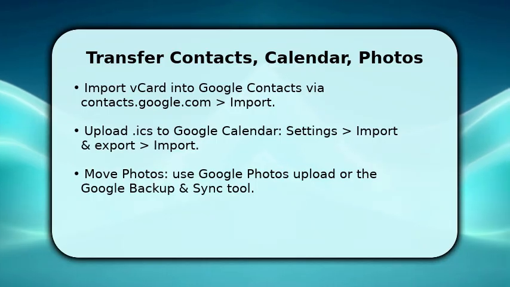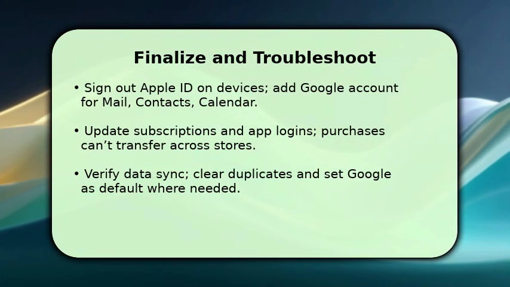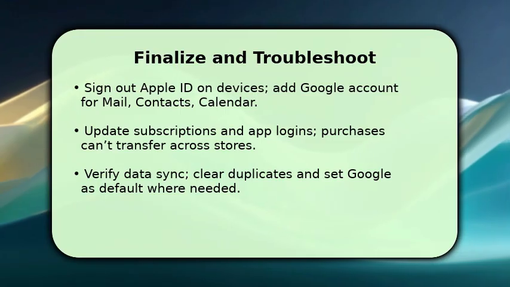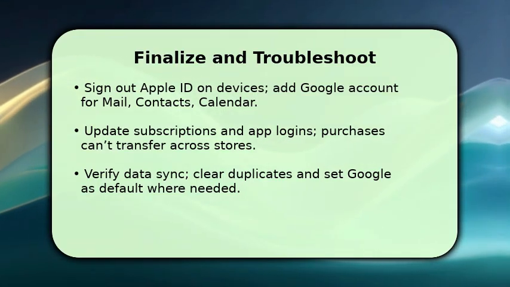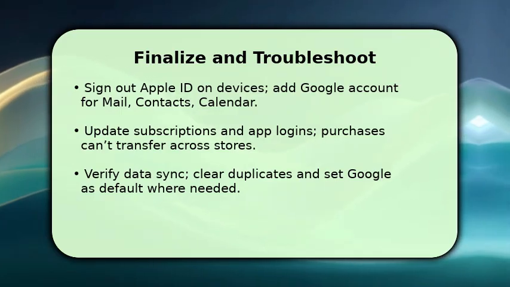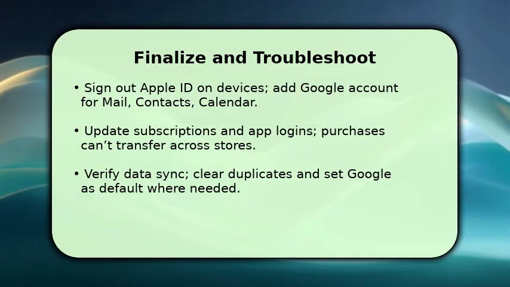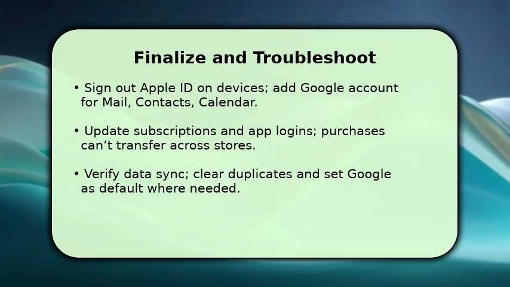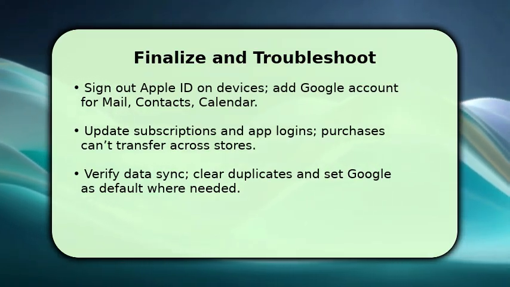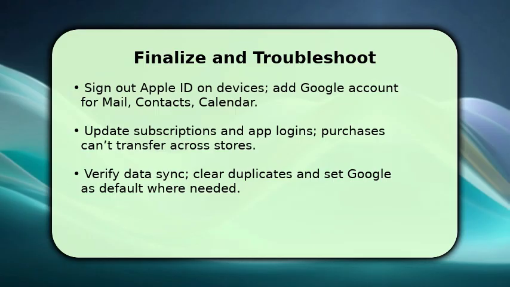Finish by removing or signing out your Apple ID where appropriate. Then add your Google account to iOS or Android for Mail, Contacts, and Calendar so new items sync to Google. Update app logins and subscriptions because App Store purchases don't migrate to Google Play. Make Google your default for Contacts and Calendar to avoid split data.